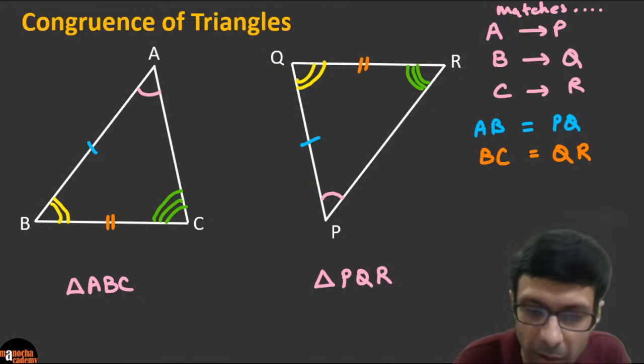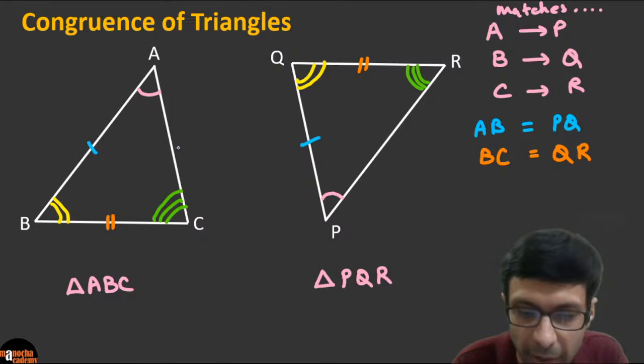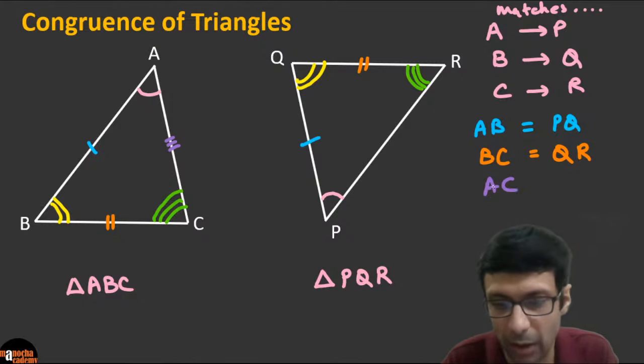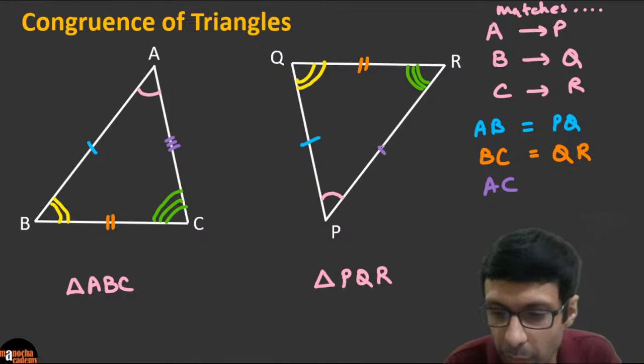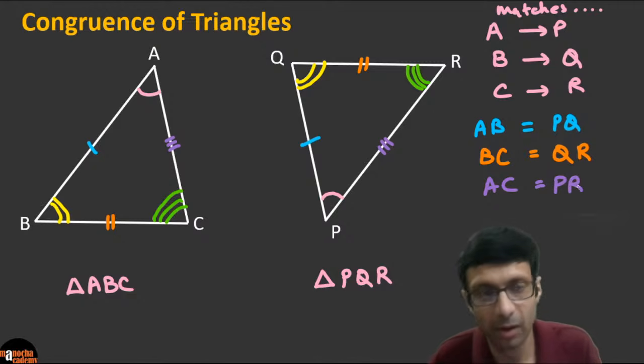And then the last one, we have AC. Let's mark that here. AC, opposite to the angle Q, is equal to PR. Do you guys agree?